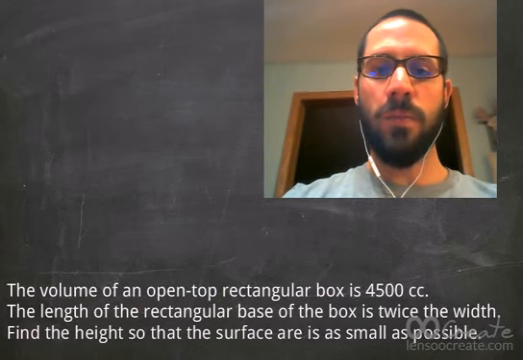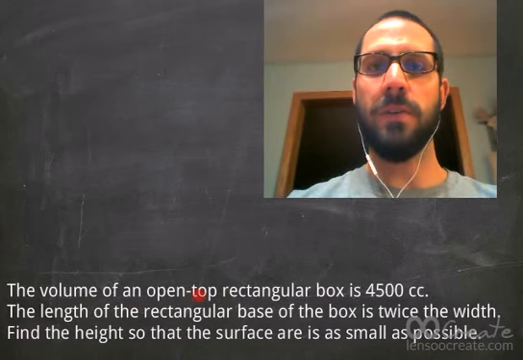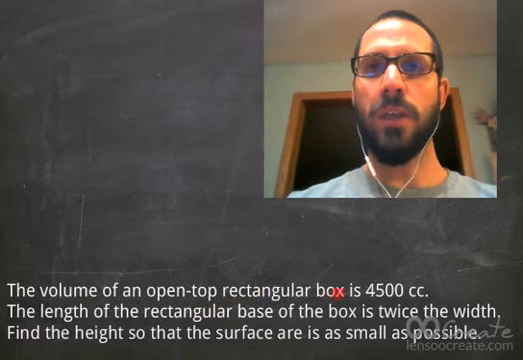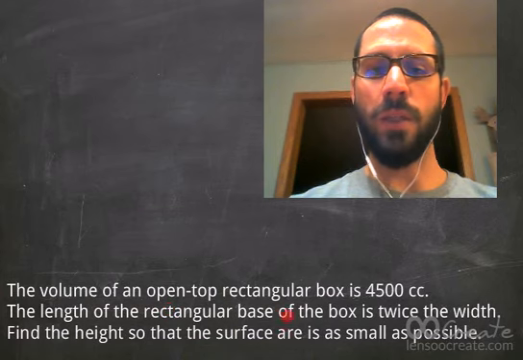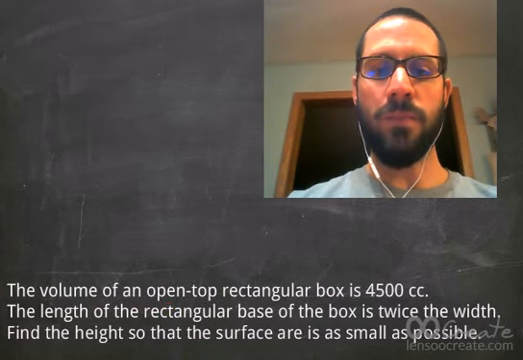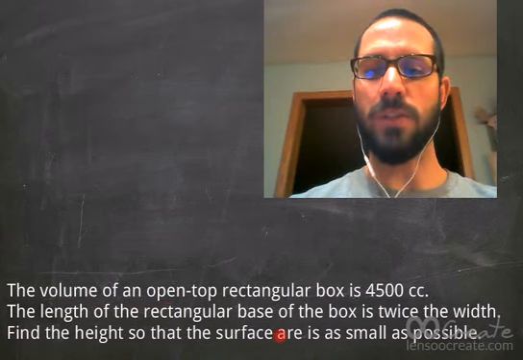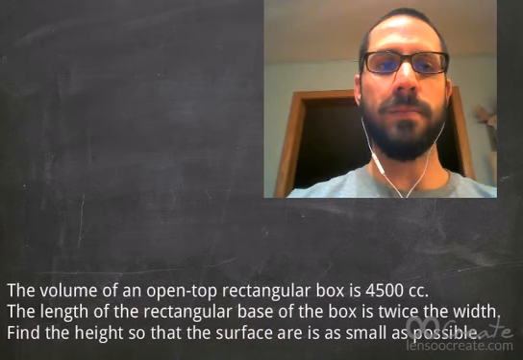I've got it written down here. The volume of an open top rectangular box is 4,500 cubic centimeters. The length of the rectangular base of the box is twice the width. Find the height so that the surface area is as small as possible.